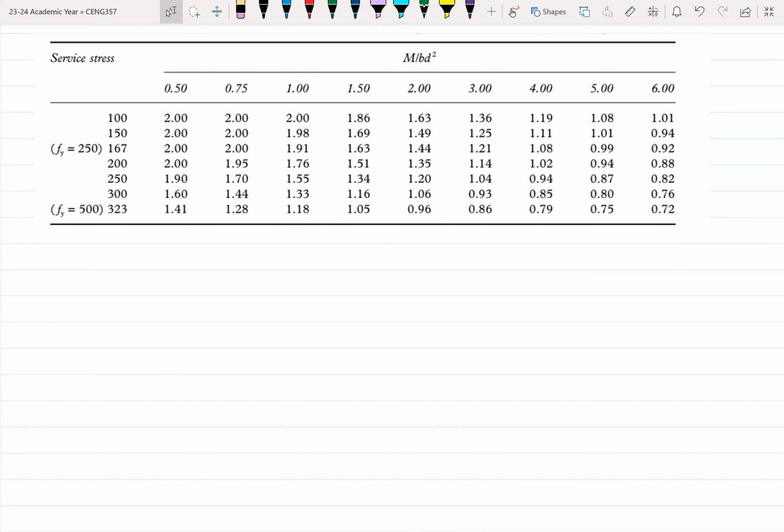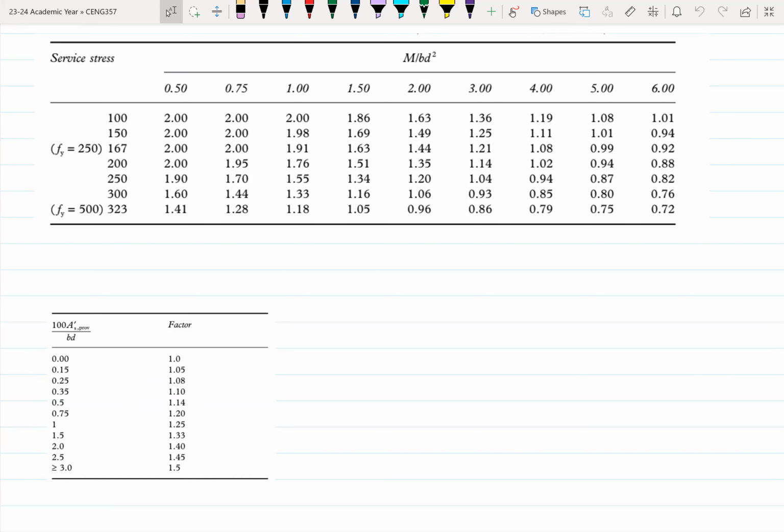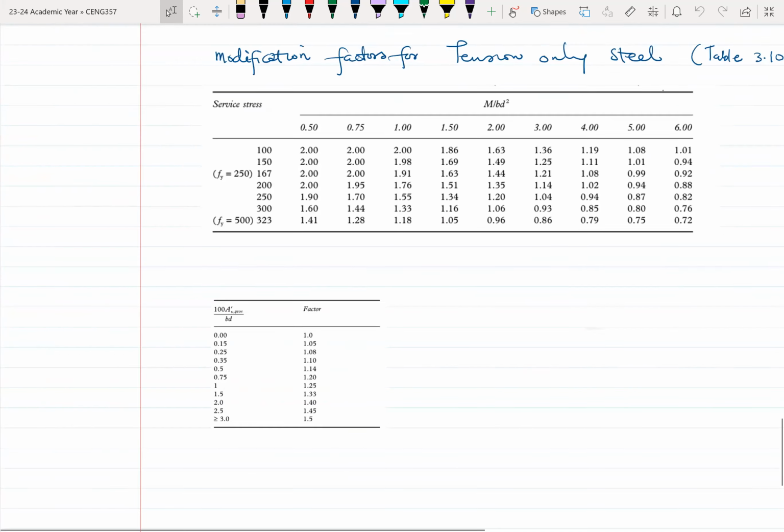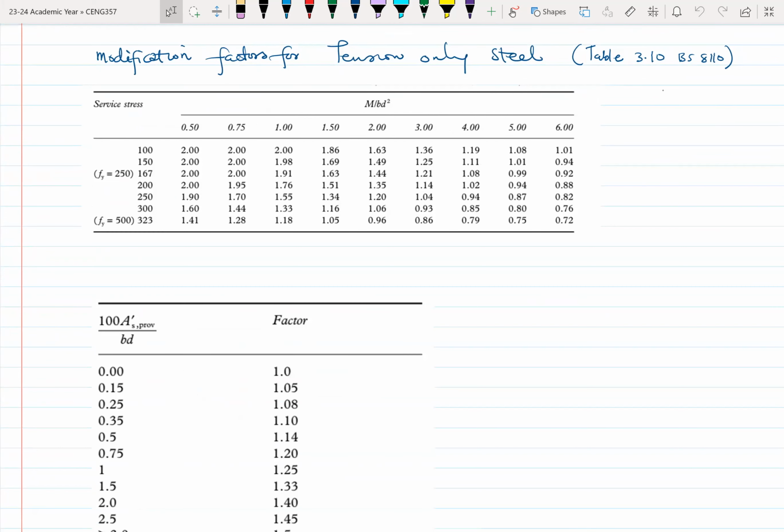There's a way to calculate all of these. I will go through a proper example to appreciate what these modification factors are. All right. Then for the case of compression, let me put this one as modification factor.